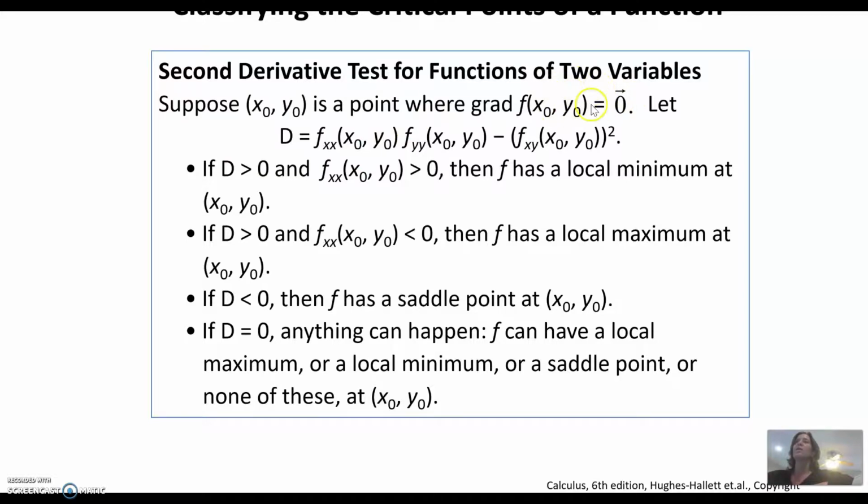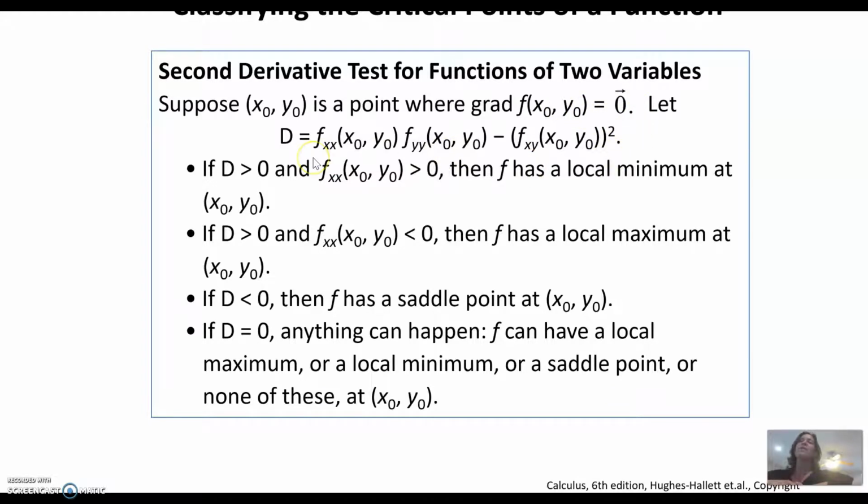Remember, the gradient is a vector. For that to be the 0 vector, both the i and j components have to be 0. So in other words, you're setting up a system of equations where the partial derivative with respect to x and the partial derivative with respect to y equal 0. Once you've established the x and y values that make this true, you have a critical point.